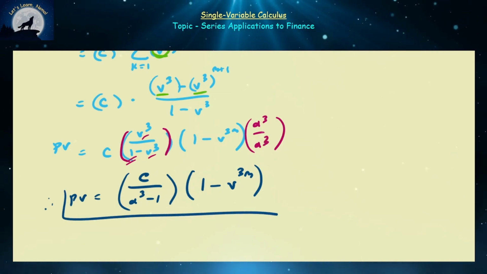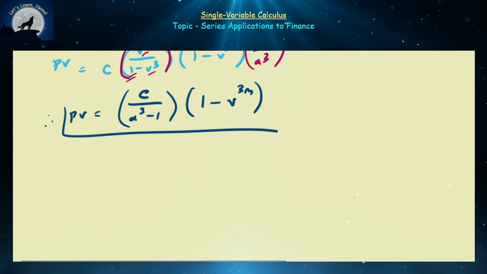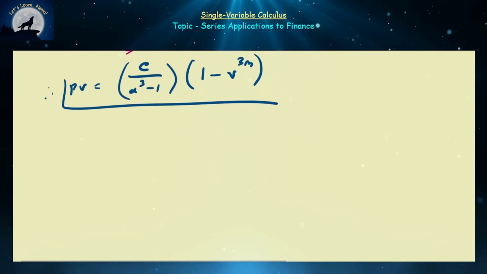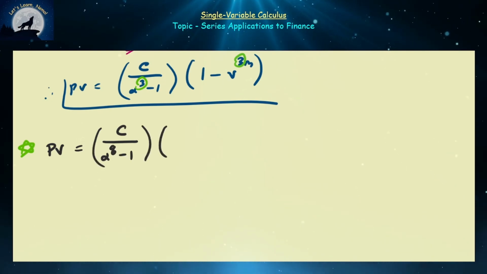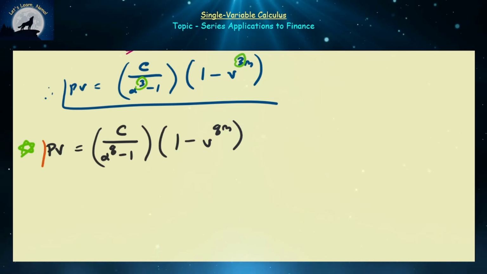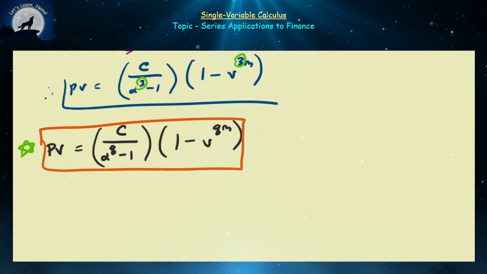So that's what our present value structure is for every 3-month payments until time t is equal to 3 times m. It's very easy to see that this 3 and that 3 is the periodicity of those cash flow payments, so we can easily generalize this as follows. The present value will be equal to C, if it repeats every q months, that's going to be alpha to the q minus 1 times 1 minus nu to the power of qm. So that is going to be our present value structure.